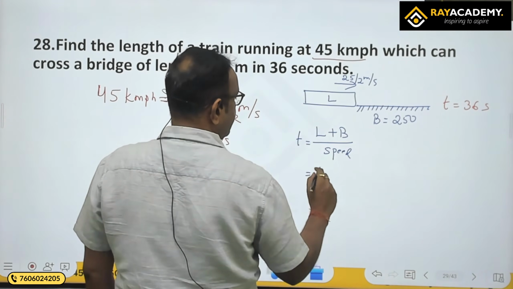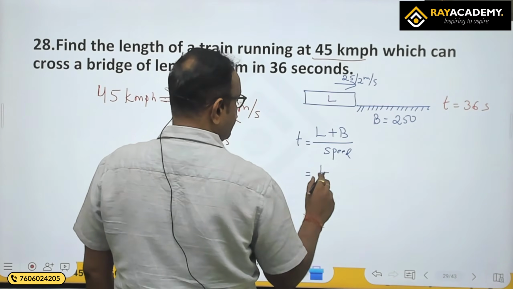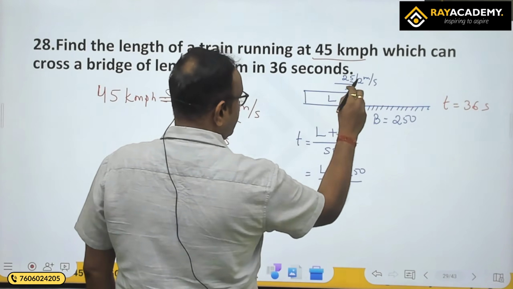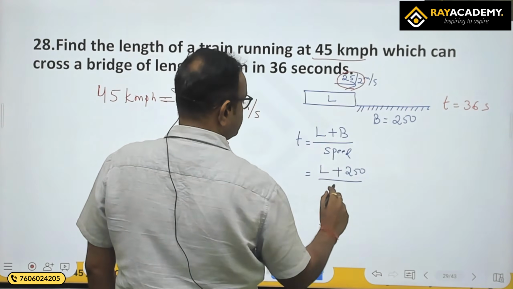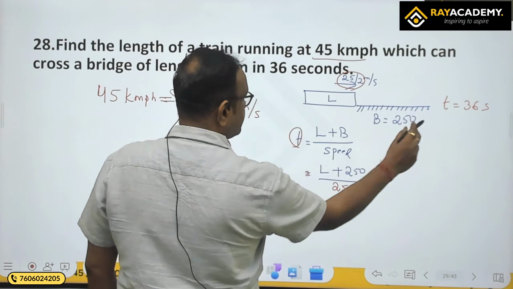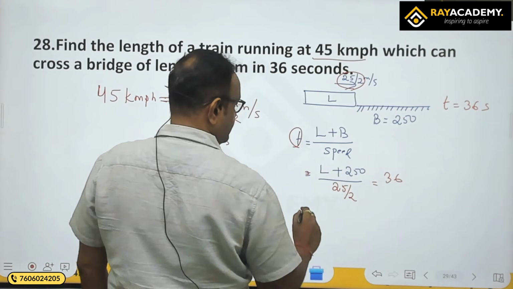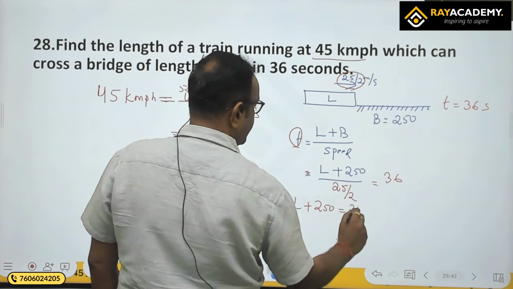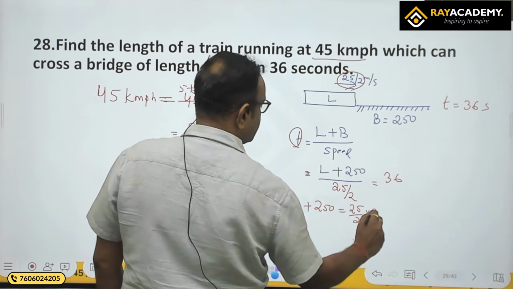So the length of the train is not given, the bridge is 250, divided by the speed we have found, that is 25 by 2. This is equal to the time, 36 seconds. So you can do this: L plus 250 equals 25 by 2 multiplied with 36.